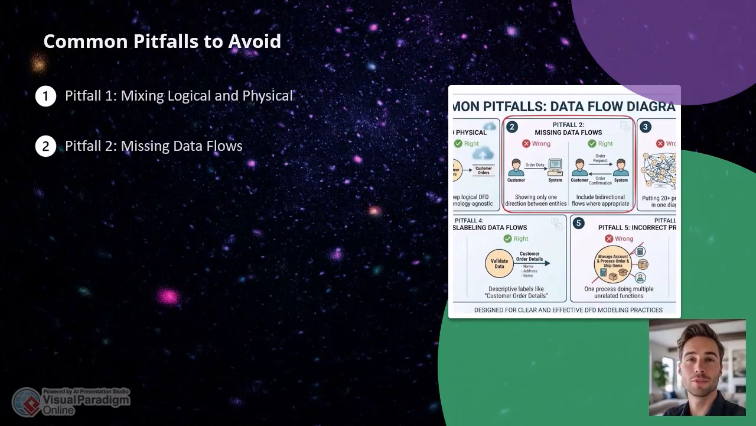Ensure you show data moving in both directions. Do not just display a single arrow between entities if interaction occurs both ways. Always include bidirectional flows to accurately represent real-world data exchanges.